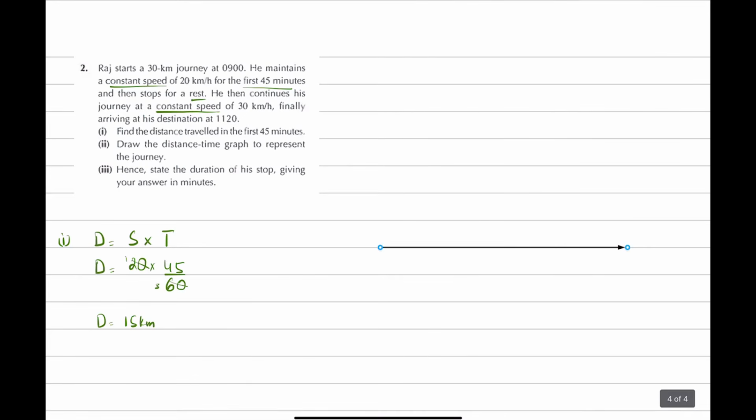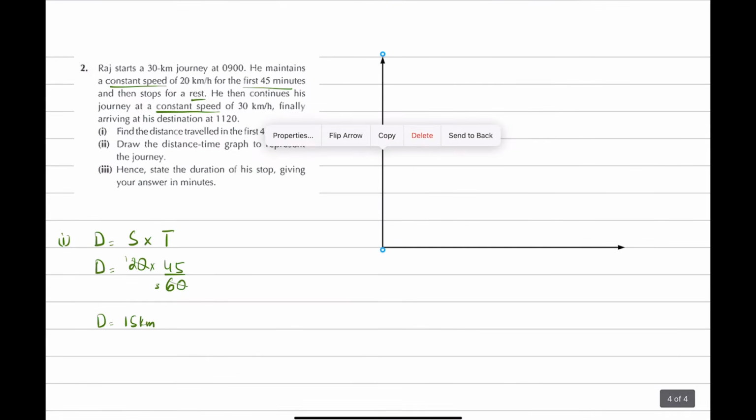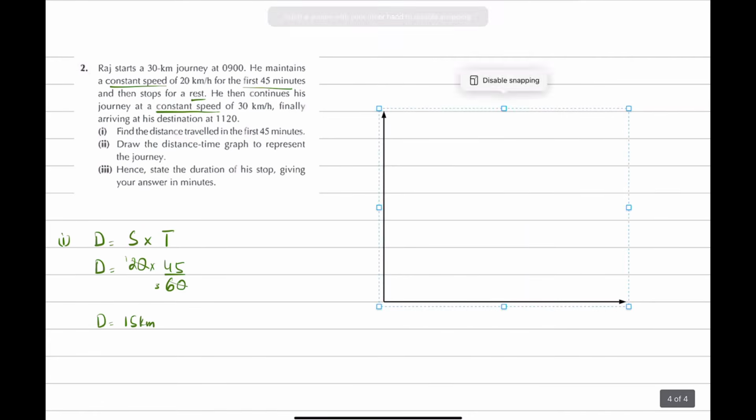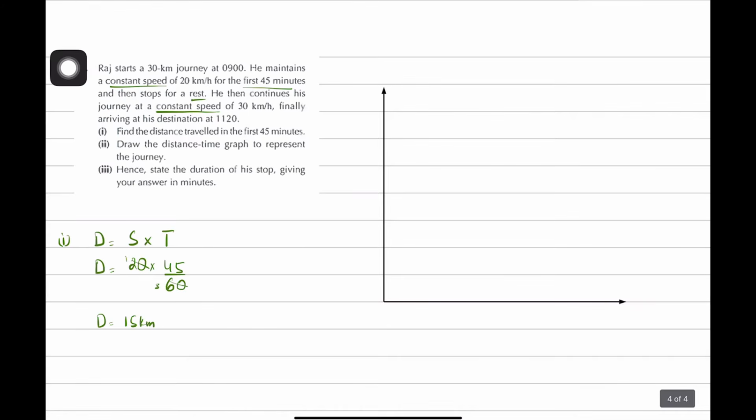Okay. Now here comes part 2, where you have to draw the distance time graph to represent the journey. Okay, let's do that. Let's draw the distance time graph. So do we know the total? Yes, we know the total number of kilometers. That's 30. Okay, and he sets off at 0900.